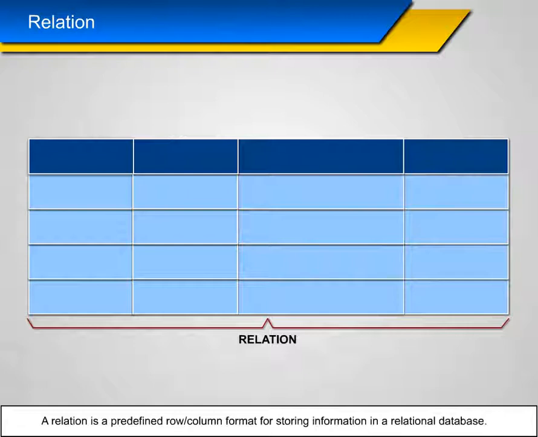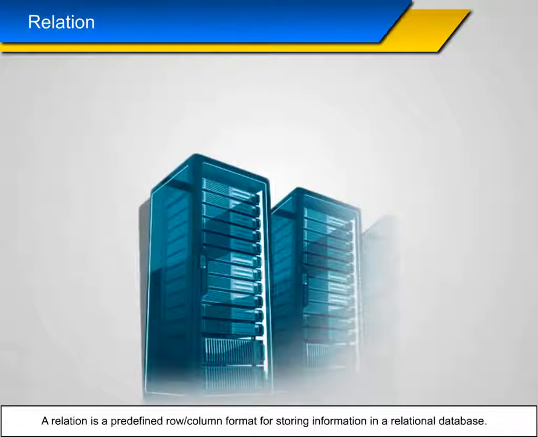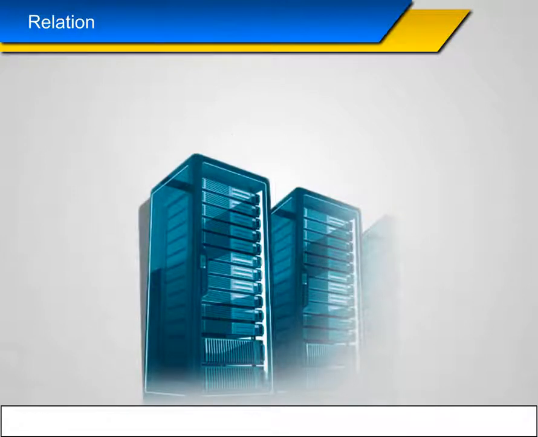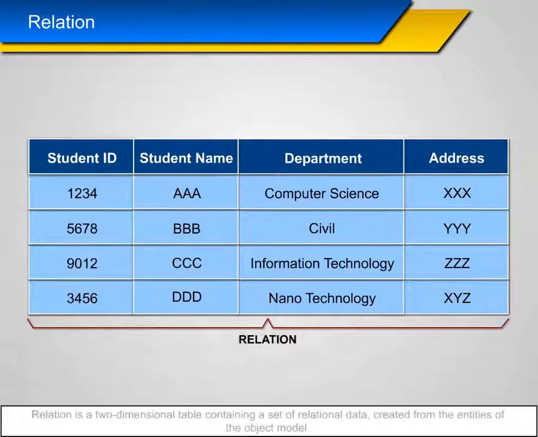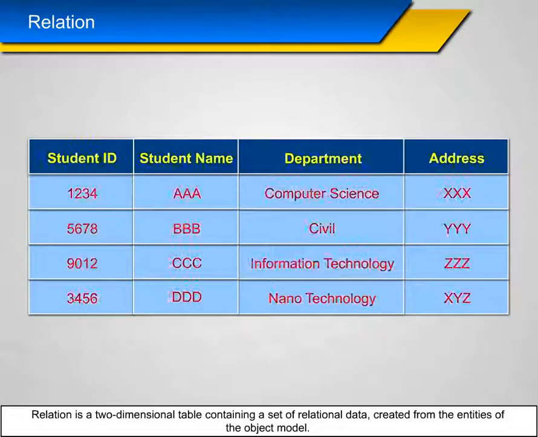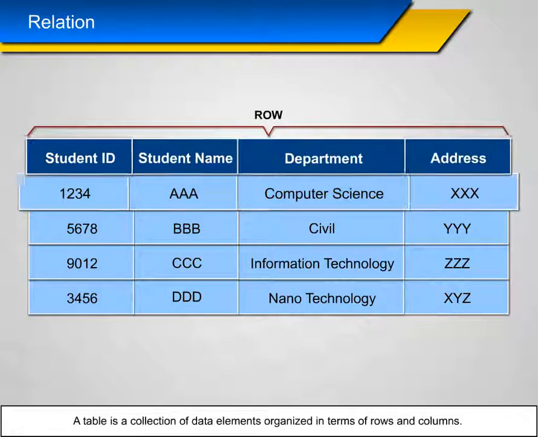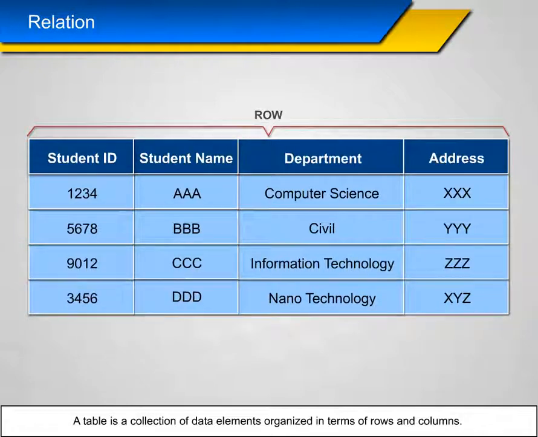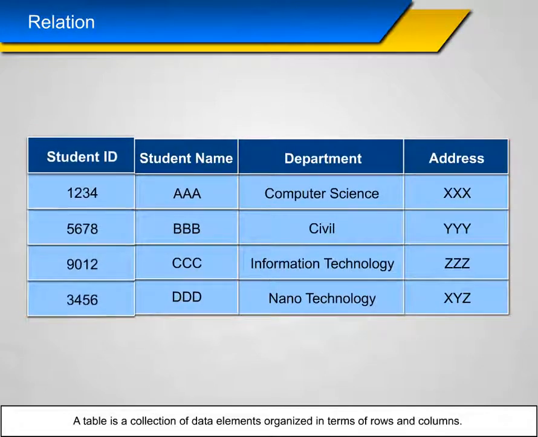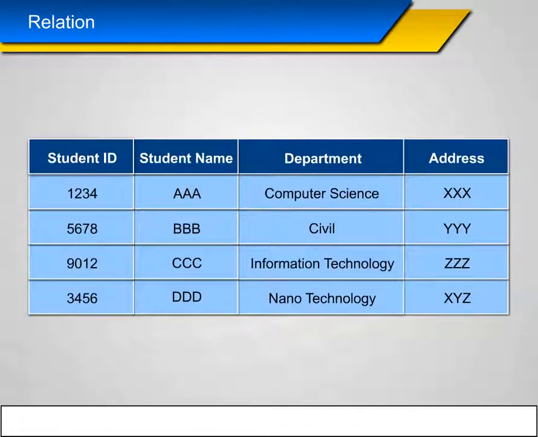Relation. A relation is a predefined row or column format for storing information in a relational database. A relation is a two-dimensional table containing a set of relational data created from the entities of the object model. A table is a collection of data elements organized in terms of rows and columns. Example: student table shown.